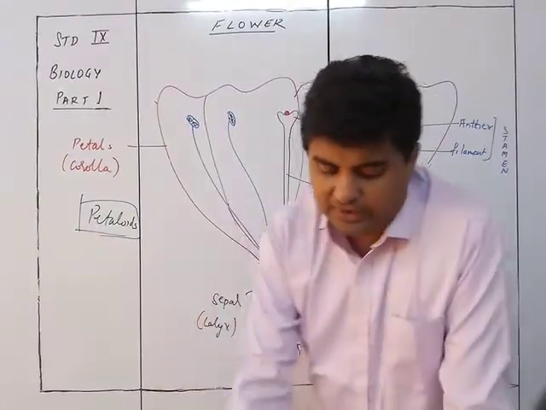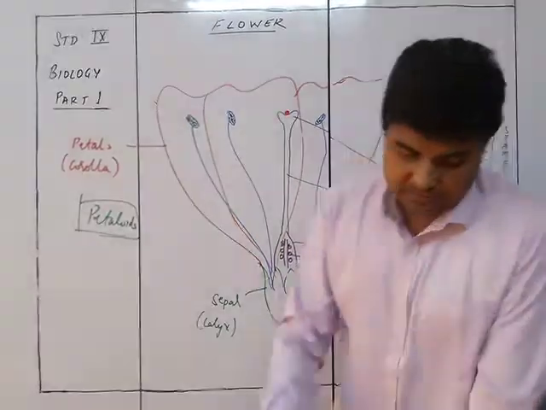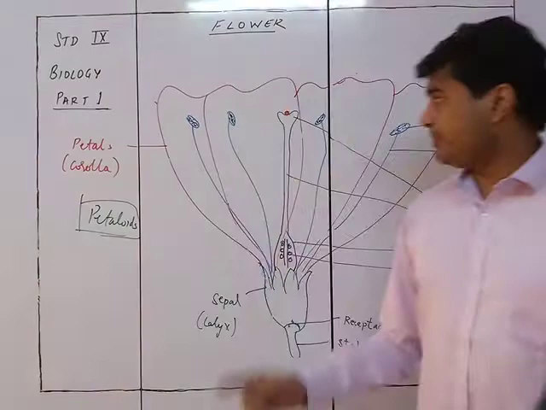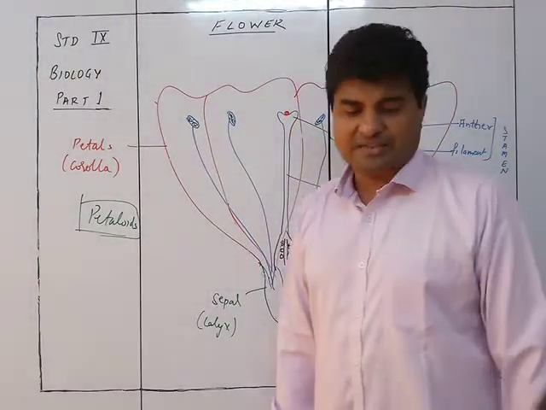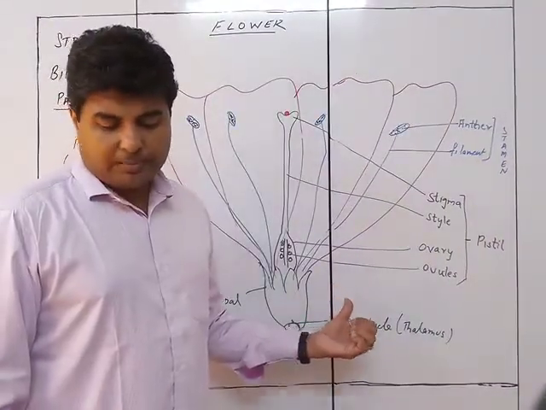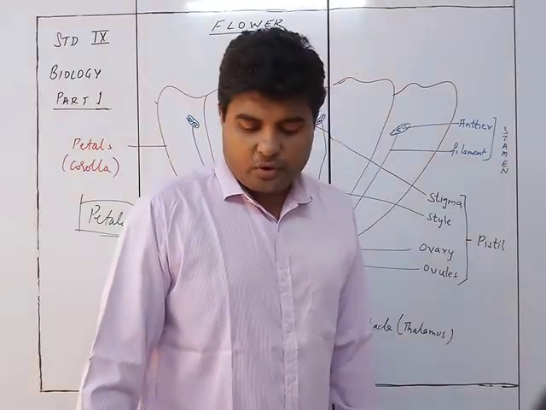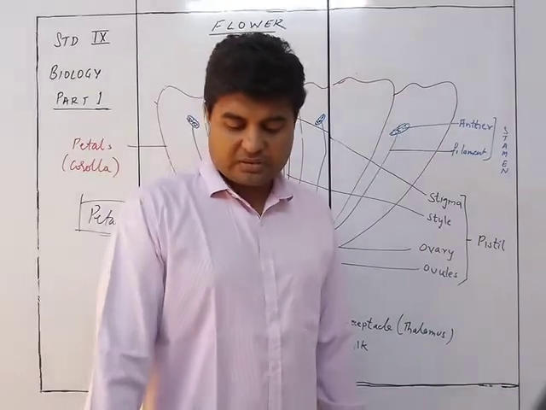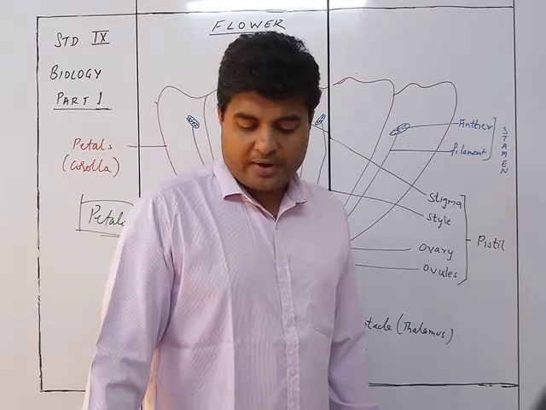The style is a tubular slender stalk, a single stalk which connects the stigma to the ovary. So the stigma and the ovary are connected to each other by this particular tube called the style. Ovary is a swollen basal portion composed of one or more carpels. The inner cavity of the ovary may have a single chamber or be divided into several chambers, locules, each containing a number of rounded bodies, the ovules.